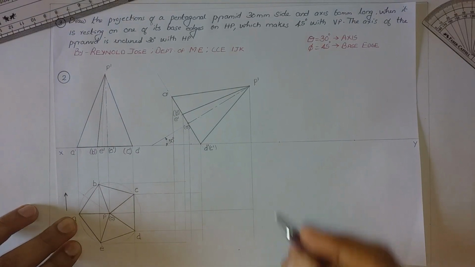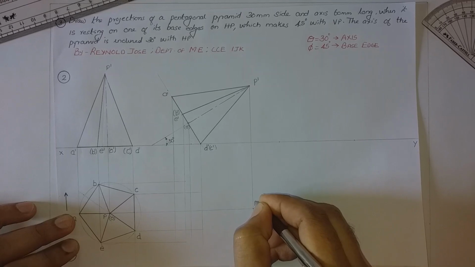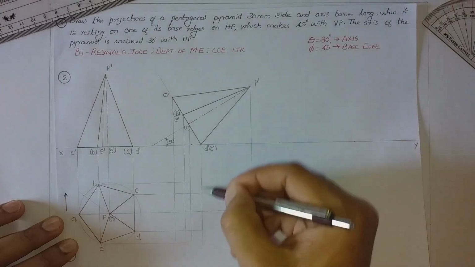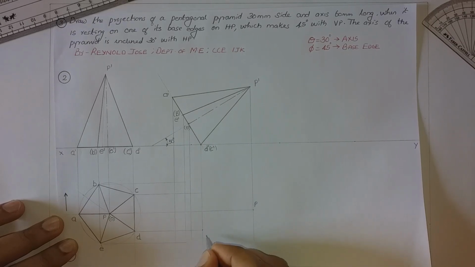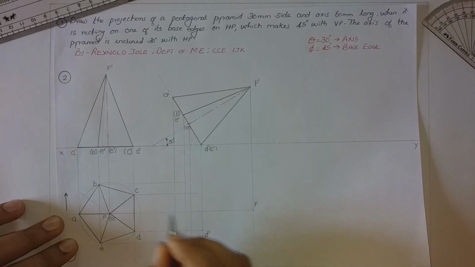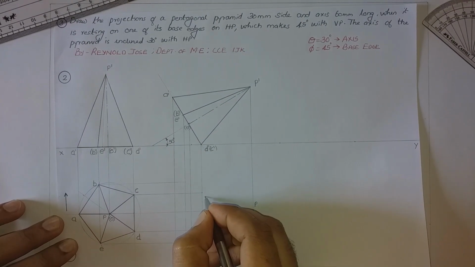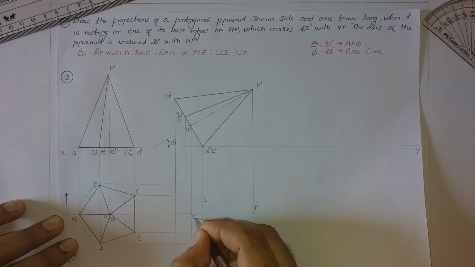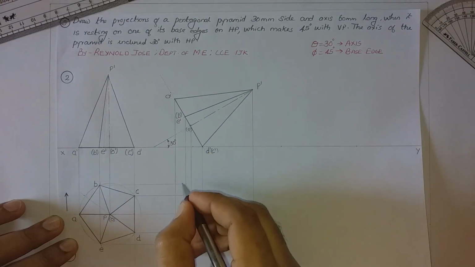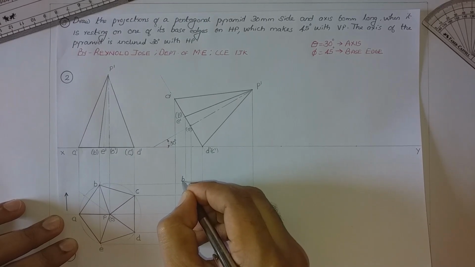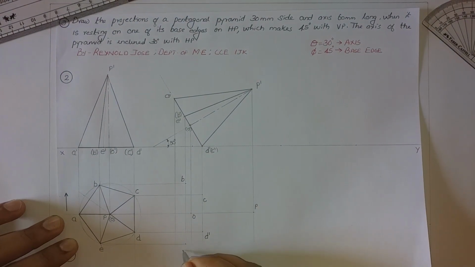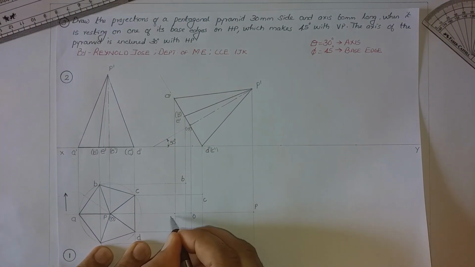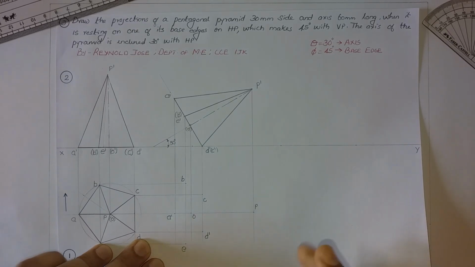We shall mark various points. So this is point P. So this is projector of P and this is also projector of P. Next is D dash C dash. So this is D and this is also D. This is C and this is C. Now it is O. Next is B. E. Next is A. So we obtain the various base corners, apex and center of the base.